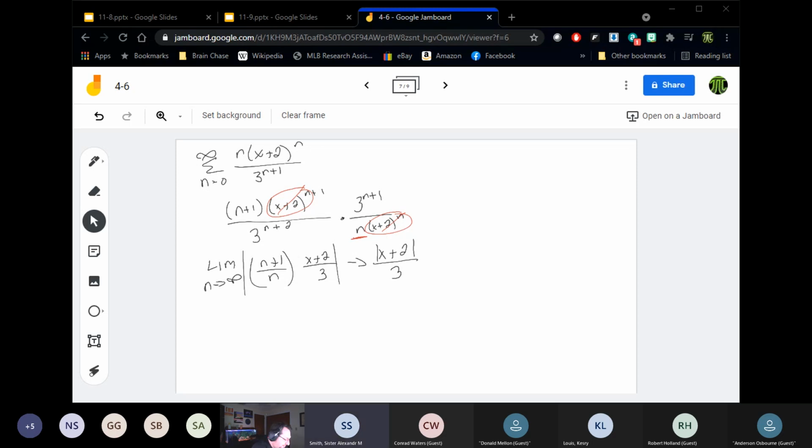Although the thing about this one is when you actually do this limit out, when you divide them all, you end up getting 1 plus 1 over n over 1, which still comes out to be 1 anyway. So if for some reason you messed it up and actually got rid of the n in there, you're still going to end up with 1.